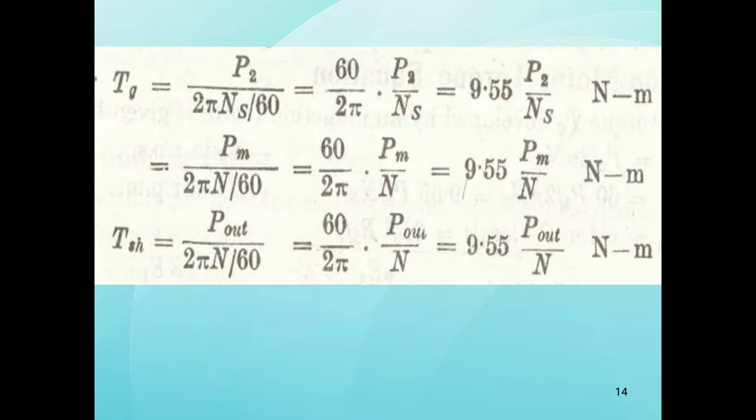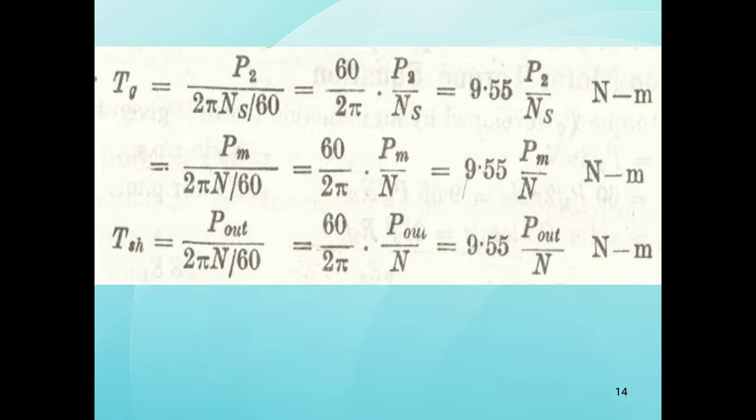So in terms of Tg, that means gross mechanical power developed, P2 by 2 pi Ns by 60, that is 60 by 2 pi into P2 by Ns, which equals 9.55 P2 by Ns Newton meters.